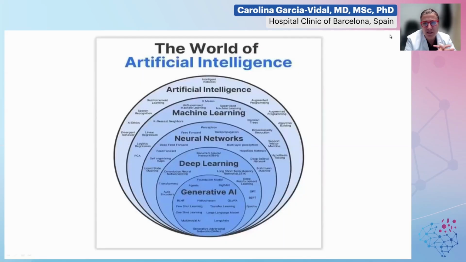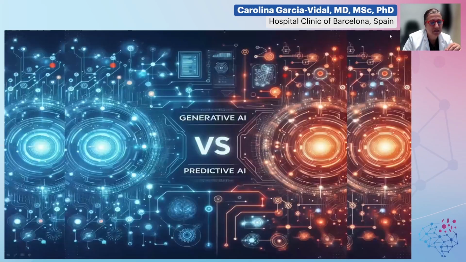And when we talk about artificial intelligence, we talk about very different things, very different topics. From the more basic artificial intelligence tools, for example, those constructed by machine learning and neural networks, to the most complex artificial intelligence tools when we talk about generative artificial intelligence. There is a huge difference between generative artificial intelligence and predictive artificial intelligence.